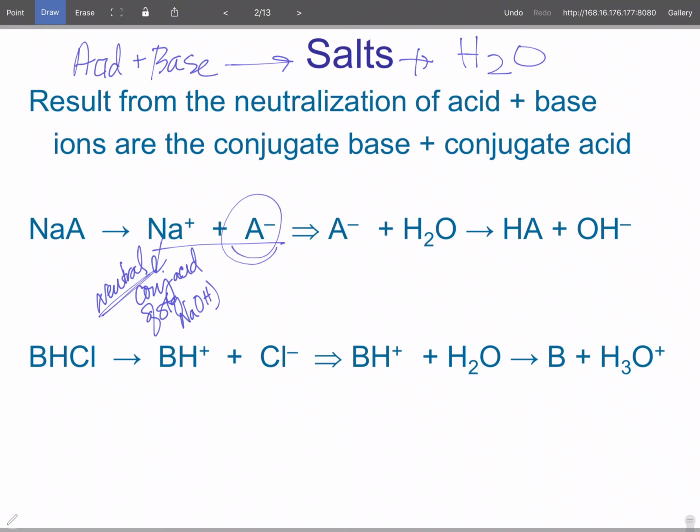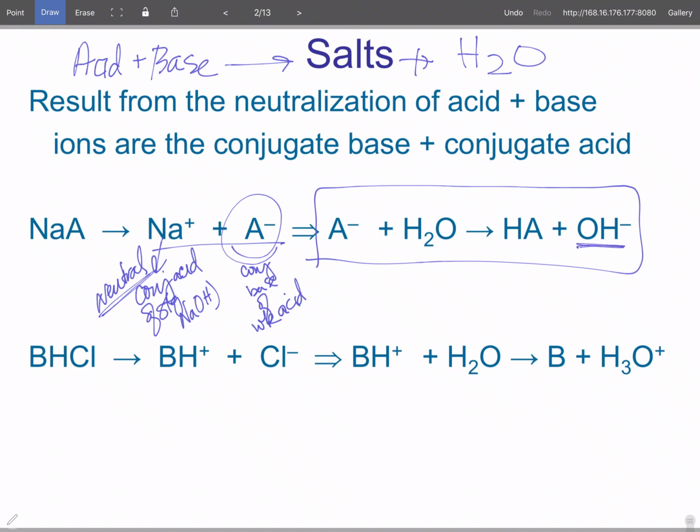However, this is the conjugate base of a weak acid. So, depending upon how weak the acid is, the conjugate base could be very strong. So then we can set up the equilibrium. Notice this is the conjugate base. We end up with a basic solution.